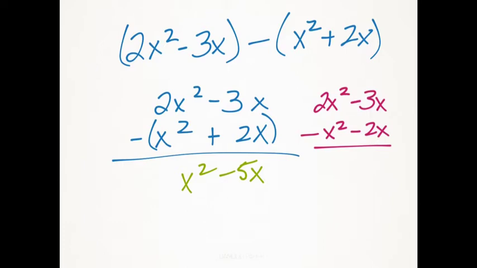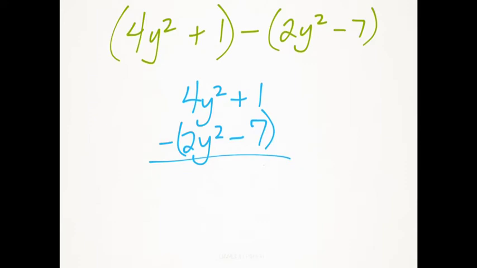From there, it's just a matter of doing the subtraction. 2x squared minus x squared is x squared, and then negative 3x minus 2x would be negative 5x. So either way, whether you keep it this way or you rewrite it this way, you are still going to get the same result either way. Let's take a look at the second example.